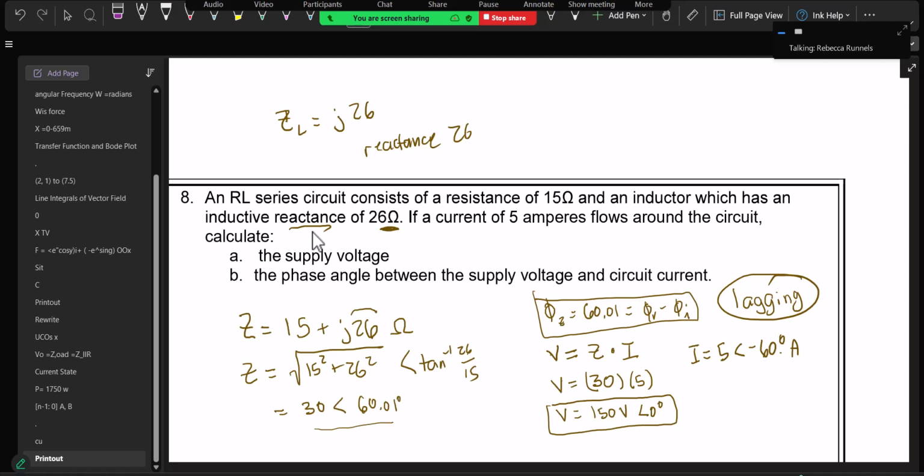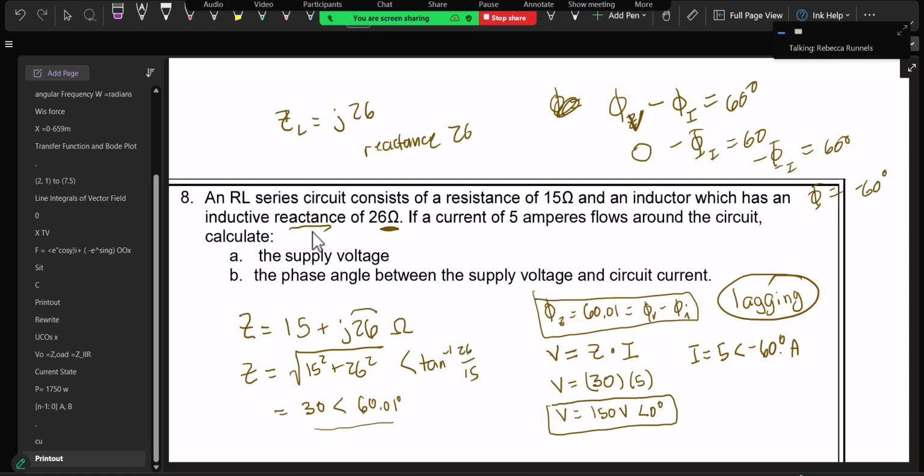So what that tells you is that the angle of the voltage minus the angle of the current is 60 degrees. So if I make the voltage 0, then negative the angle of the current equals 60 degrees, or the current equals negative 60 degrees.